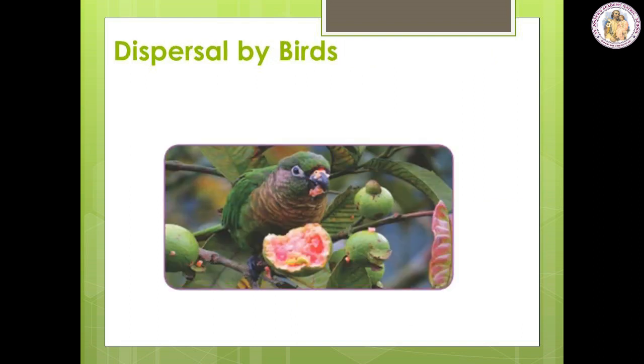Dispersal by birds. While eating fruits like tomato and guava, birds eat seeds along with the edible portion and they are passed out in the excreta later. These types of seeds are protected from the digestive juices by their seed coat.